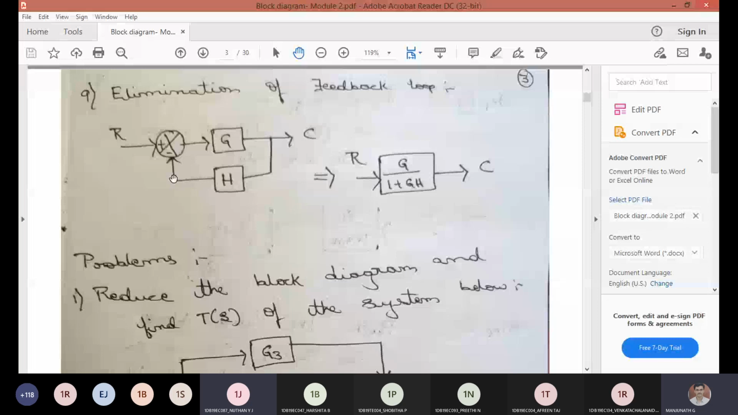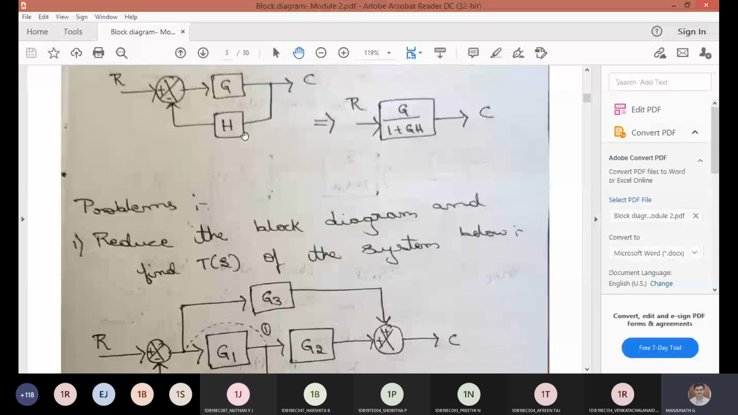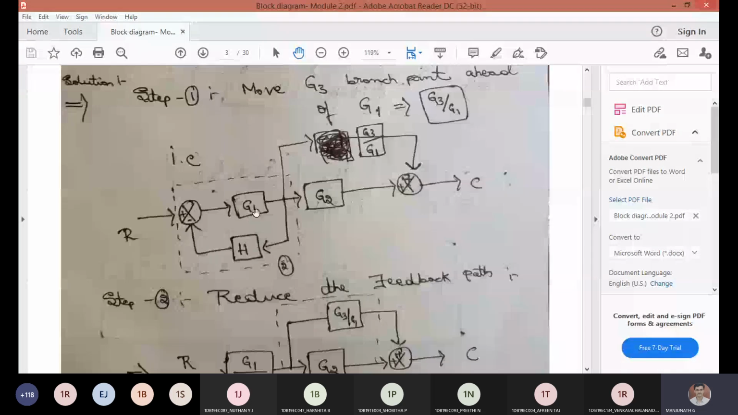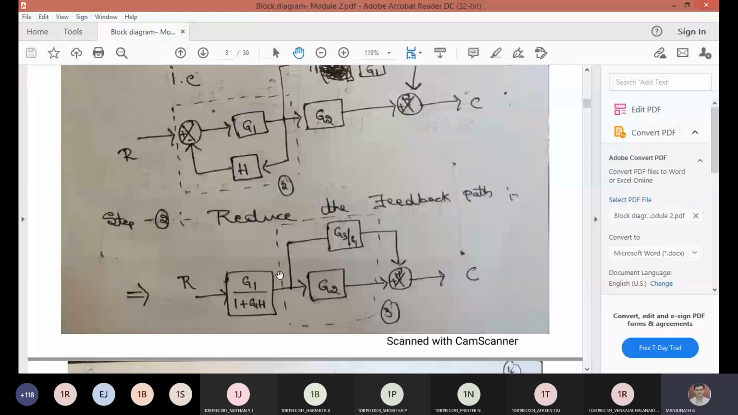Yes, sir. See how it is, the same way it is there. That is why we apply the formula. The formula was G divided by 1 plus G into H. Since this G is replaced with G1, I can write G1 divided by 1 plus H into G1. That is how you got the new block. And you are not supposed to do two steps in parallel. You're not going to get marks.